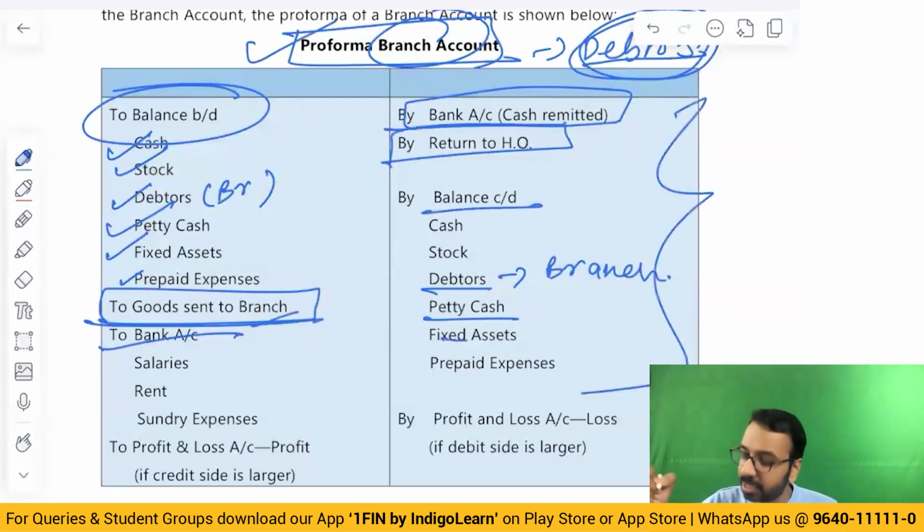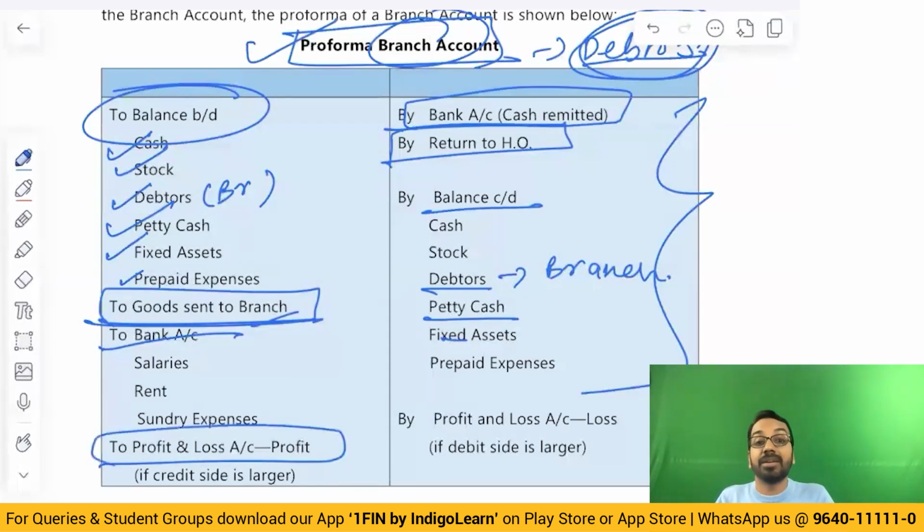So if the credit side total is greater, you have the surplus, profit. If the debit side total is greater, then you have a loss. And we have seen how this profit and loss is matched when we do the normal trading P&L account on a rough basis for the branch accounts. Okay.